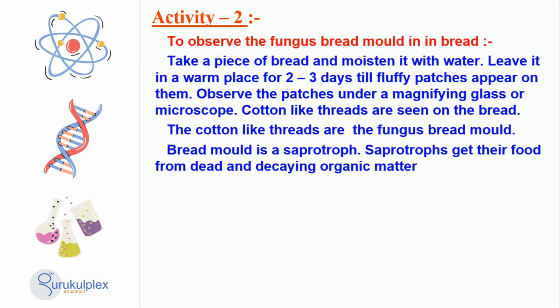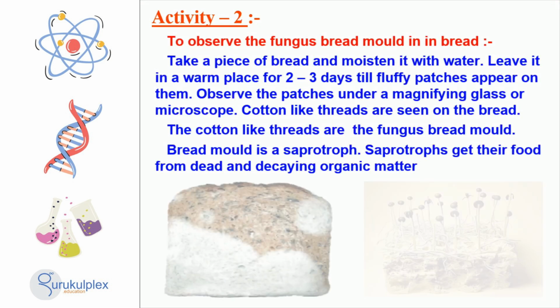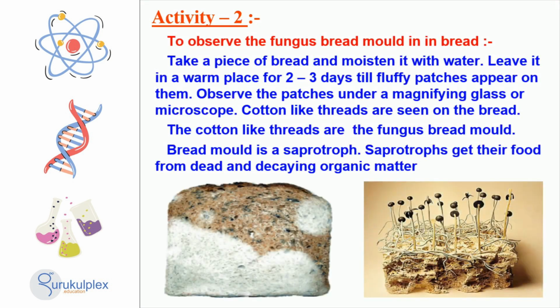Saprotrophs are organisms that obtain nutrients by breaking down dead or decaying organic matter, such as bread mold. To observe this type of nutrition, take a piece of bread, moisten it with some water, and leave it in a warm place for 2 to 3 days. You should see the fluffy patches appearing on the bread. Using a magnifying glass or a microscope, you can observe the cotton-like threads, which are the fungus bread mold. This is a great example of saprotrophic nutrition.